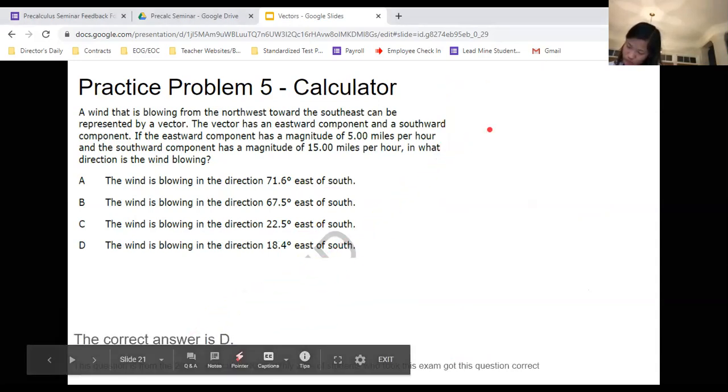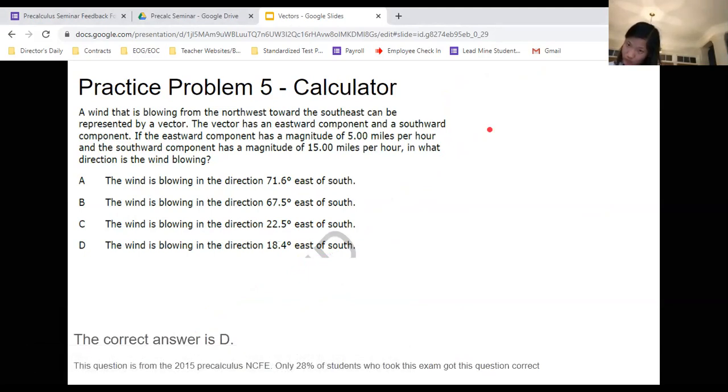There's a little note down here, but it covers up. This question's from the 2015 pre-calculus NCFE. Only 28% of students who took this exam got this question correct. So this question is kind of a difficult one. Not many students got it correct, but it doesn't take that much work. It is kind of crazy: less than a third of students got this one correct.